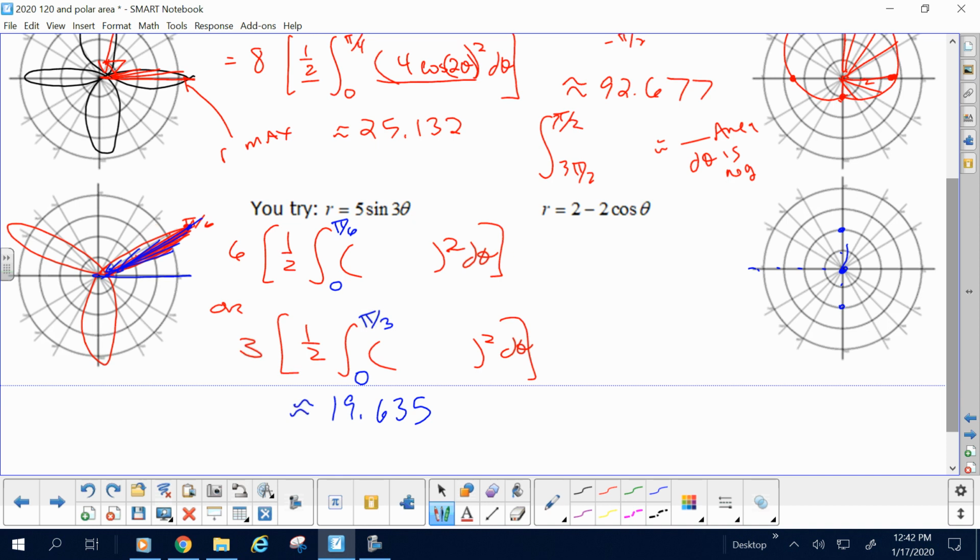Double is right at a cardioid, yeah? Or sorry, they're equal, not double. Sorry, what again? Use symmetry.